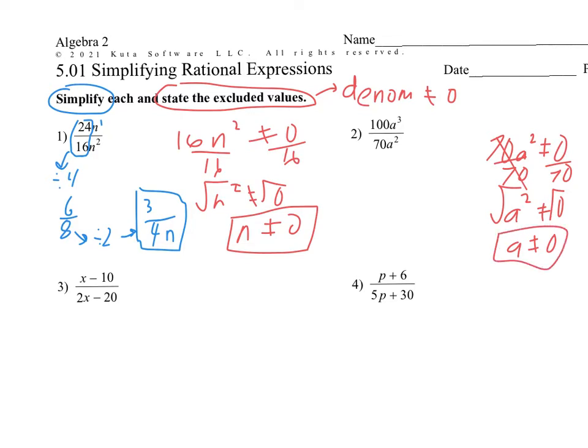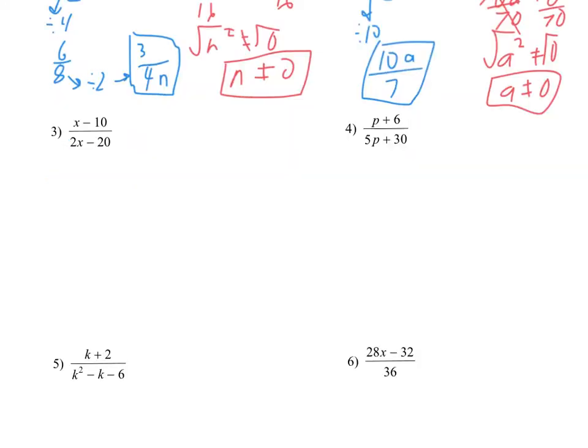So now let's go ahead and simplify it. With these both, we can divide by 10. And so that'll give me 10/7. And then for a to the third and a squared, the top has one more, so I'm going to put 1a up there.